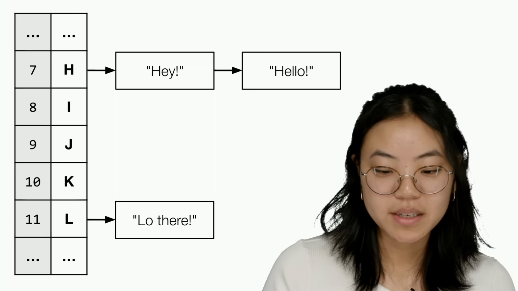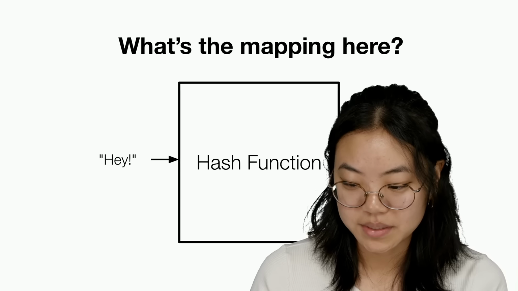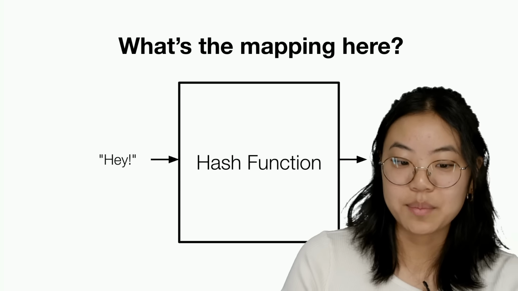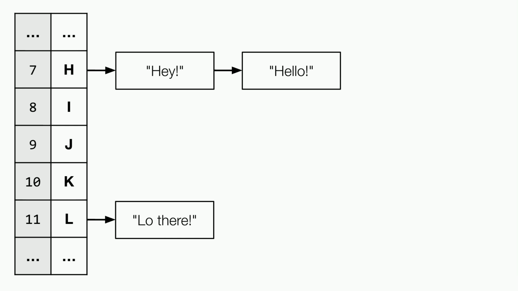Okay. And so each bucket also has a certain index, and that's where our hash function comes in. It basically will just map some input. So say we're looking for hey, it's going to input that into our hash function, and our hash function will return us the index of that bucket. So in this case, 7.